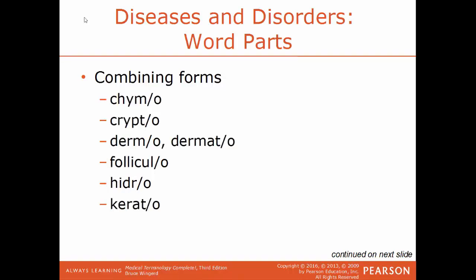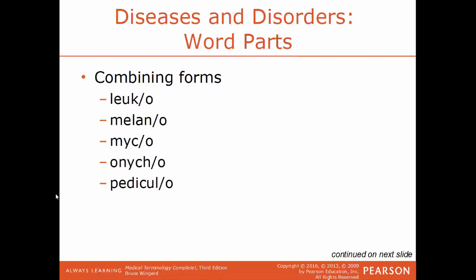Okay, some other combining forms. The first one, chymo. Chymo is a reference to pour, or to pour a liquid. Crypto means hidden. Dermo, or dermato, is a reference to the skin. Folliculo is a reference to a follicle, like a hair follicle. Hydro is a reference to sweat or sweating. And kerato is a reference to keratin, which is a very hard, tough substance.